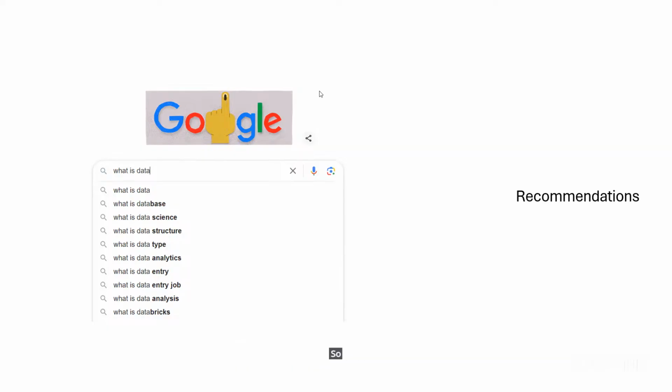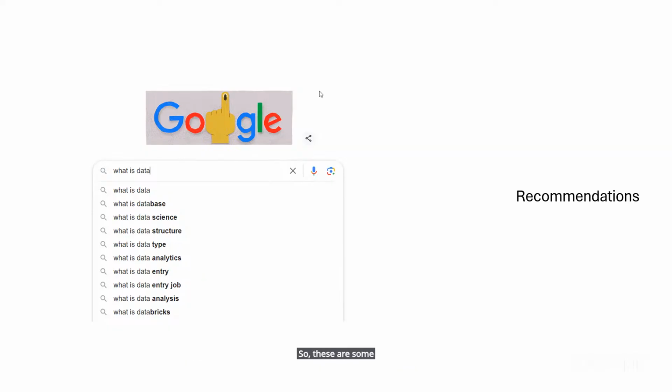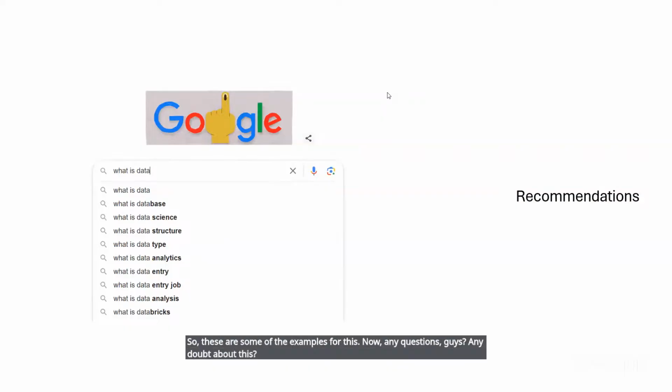Some of the companies, or some of the bank employees, do cross sell very well. Let me explain one real example for better understanding. So this is a recommendation again. They recommend: you can buy this, then only I can give that. These are some of the examples. Now, any questions, guys? Any doubts? Recommendation comes everywhere in daily life.